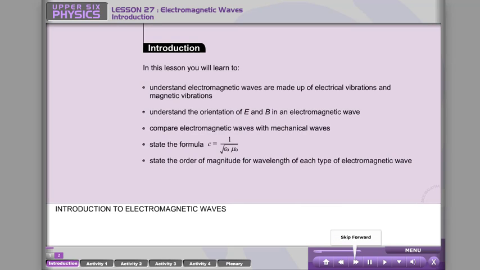Introduction. In this lesson, you will learn to understand electromagnetic waves are made up of electrical vibrations and magnetic vibrations. Understand the orientation of E and B in an electromagnetic wave. Compare electromagnetic waves with mechanical waves. State the formula c equals 1 over square root of epsilon naught mu naught. State the order of magnitude for wavelength of each type of electromagnetic wave.